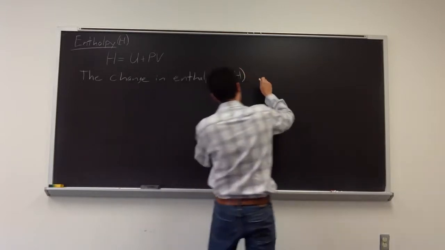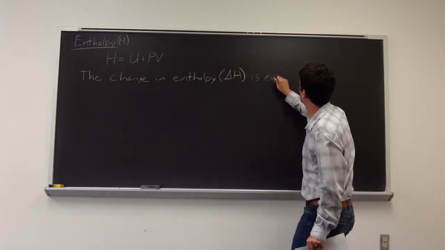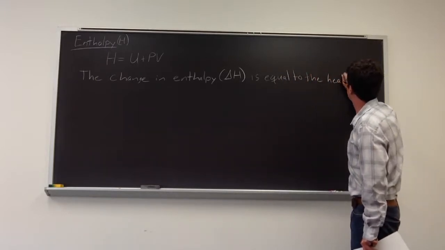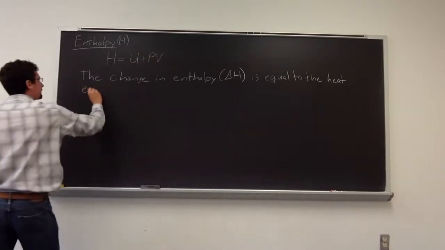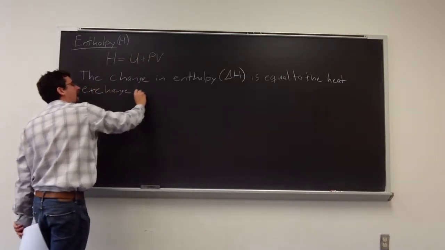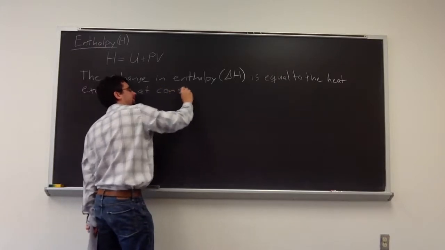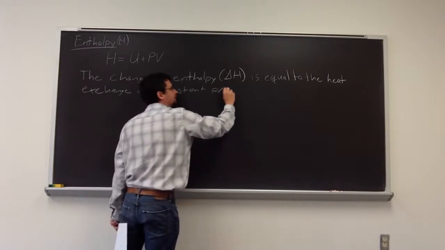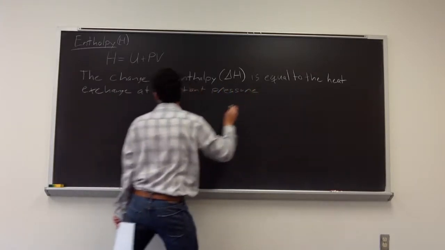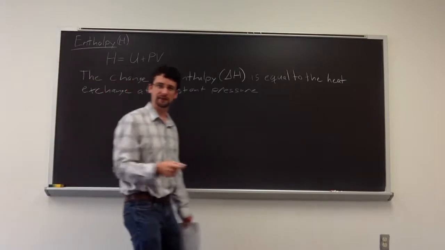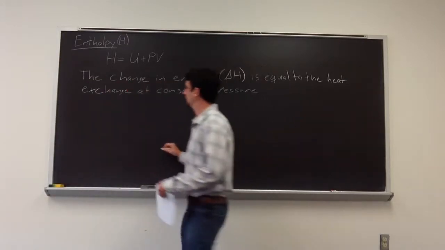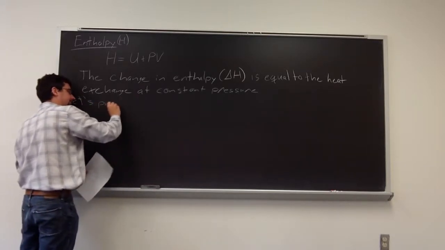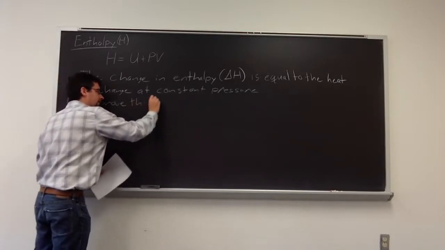So, change in enthalpy, delta H, is equal to the heat exchange at constant pressure. Remember, the heat exchange is given the symbol Q. So let's try to prove this.